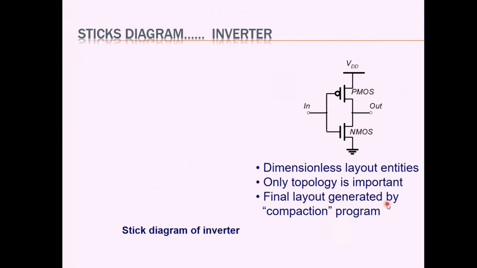So now we will see how to draw a stick diagram for an inverter. We know the diagram of the inverter. One PMOS and one NMOS, gates are connected together, we apply input. Drains are connected together, we take output. Source of PMOS is connected to VDD. Source of NMOS is connected to ground. That is the basic inverter circuit.